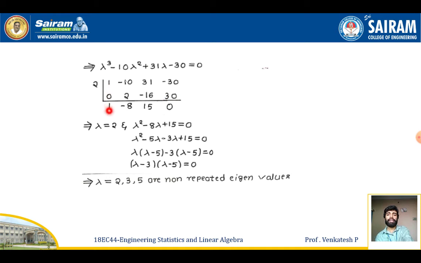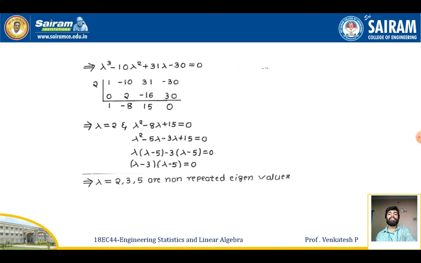Adding this one, I'll be getting 1. By multiplying 2 into 1, I'll be getting 2. So by adding this, I'll be getting minus 8 here. Again, by multiplying minus 8 with 2, I'll be getting minus 16. By adding this, I'll be getting 15. Again, by multiplying these two, I'll be getting 30. So it becomes 0.